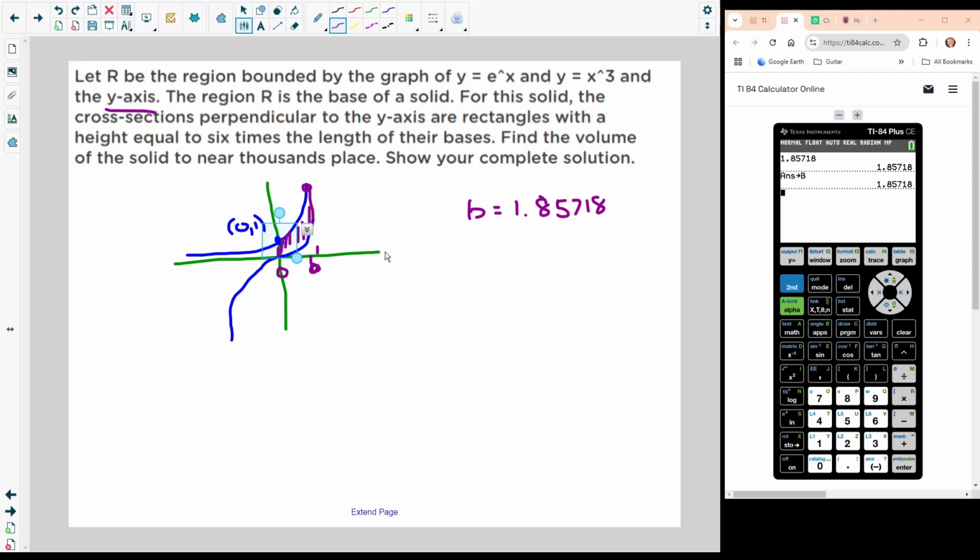Let's do the, so the cross sections are perpendicular to the y-axis. Oh, we're going the other direction. I'm sorry. The cross sections are perpendicular to the y-axis. This is not perpendicular to the x-axis like we normally do. And they're rectangles with a height equal to 6 times the length of their bases. Okay, so it's a little more complicated, right?